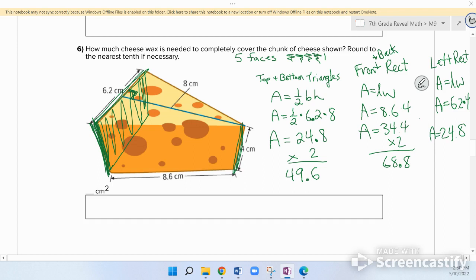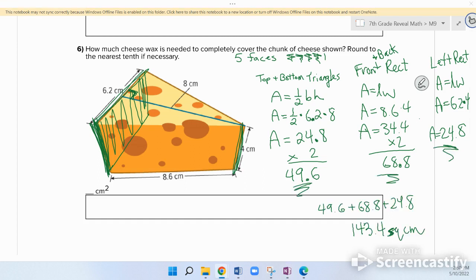So now what we have to do is add all 3 of these numbers up. And there you go. We have our final answer of 143.4 square centimeters.